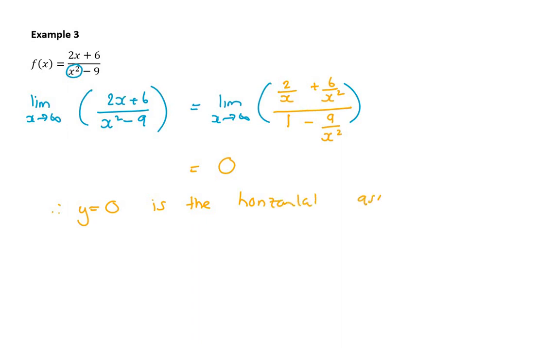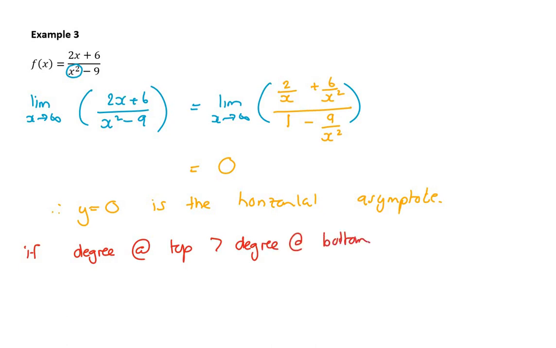Now, what other trend have we picked up? Notice I haven't done a single example of where the degree at the top is bigger than the degree at the bottom. Now, why? If the degree at the top is greater than the degree at the bottom, what would happen? So let me just write down an example. What happens if we had (x³ + 1) over (x² + 3x)?